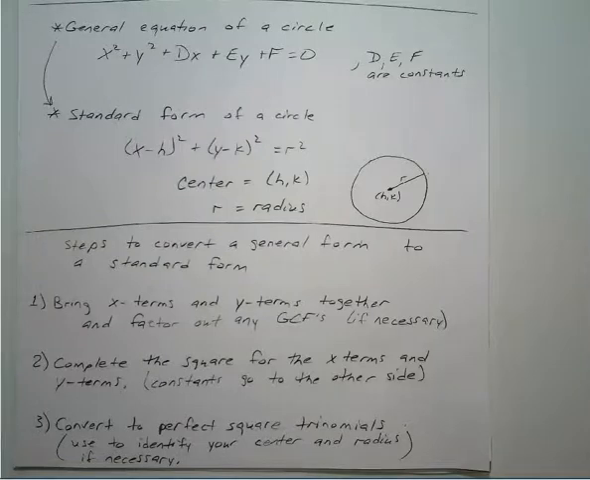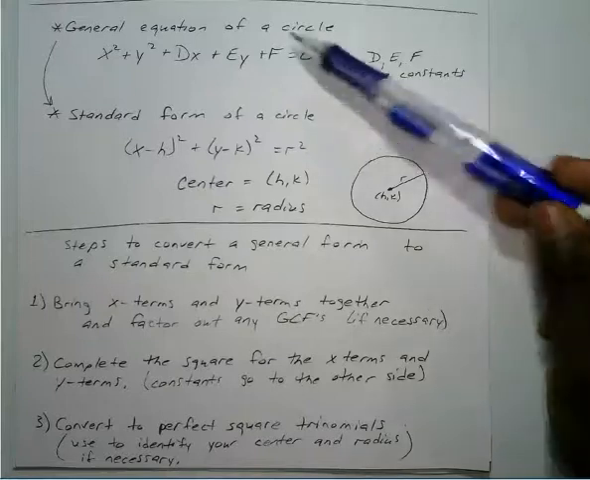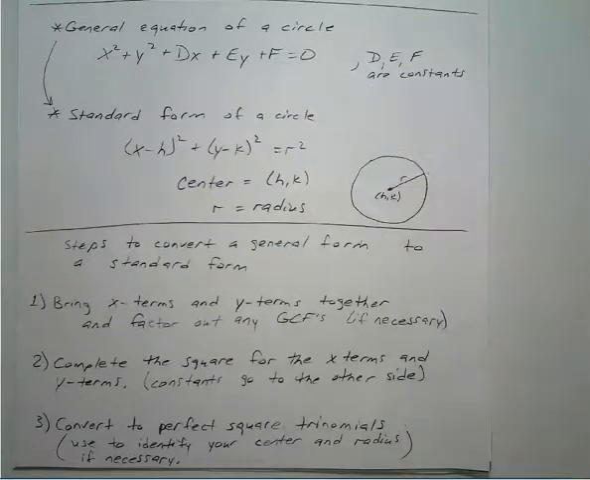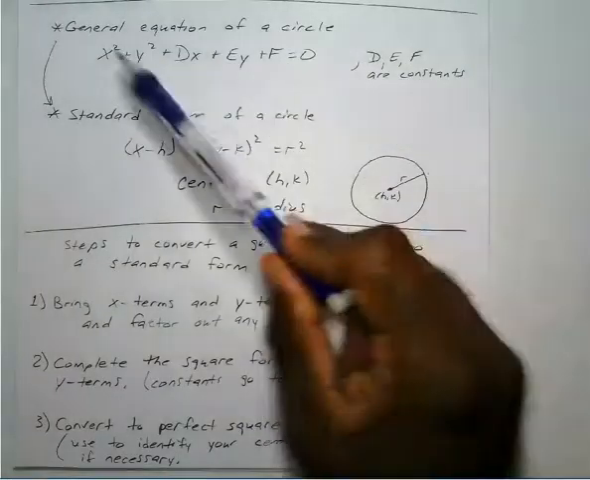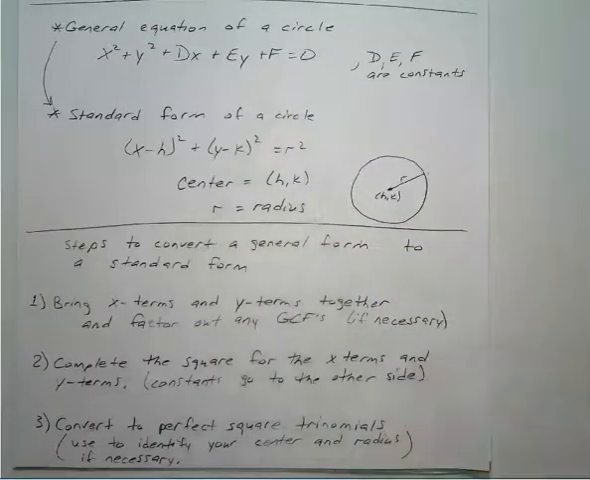The next thing you want to do is complete the square for both the x terms and the y terms. Now the constant, which is your f value here, you just put on the other side. So if you have plus 5, you just subtract 5 from both sides. Now your third step, you want to convert them to two perfect square trinomials if it's more than one. Once you do that, then you can identify your center and your radius if you have to.